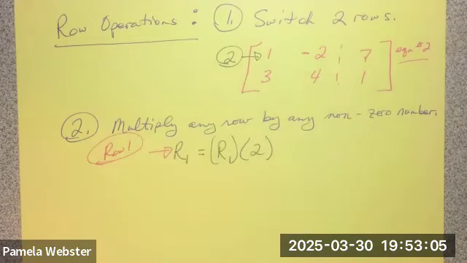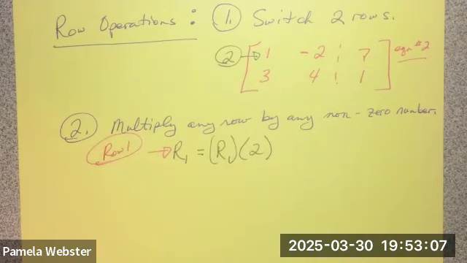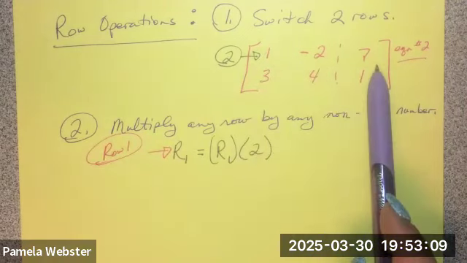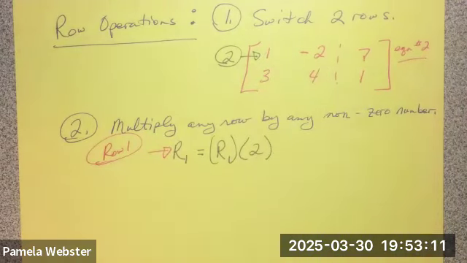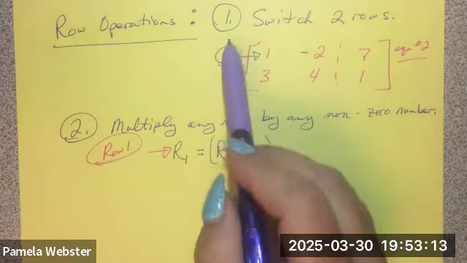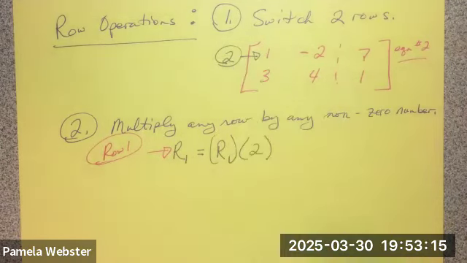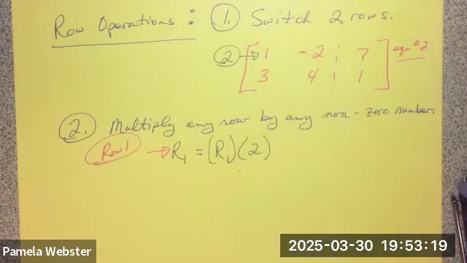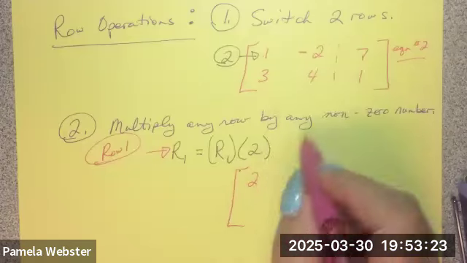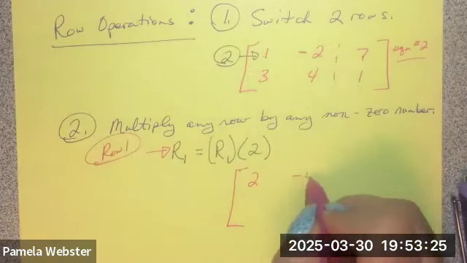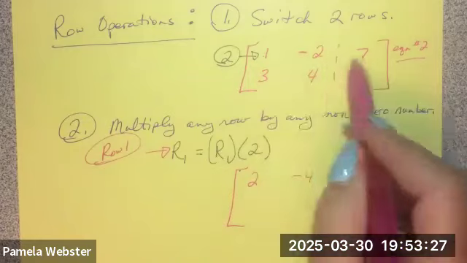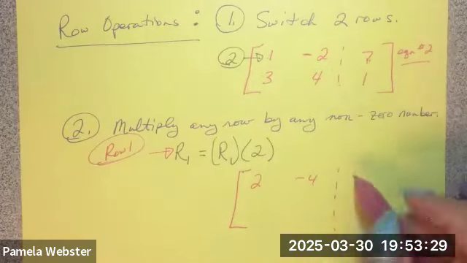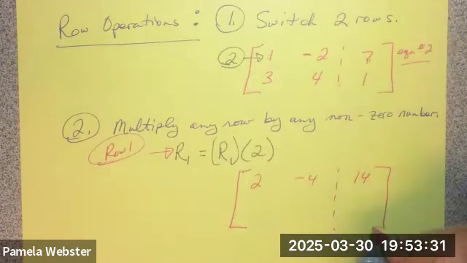Row 1, R1 is row 1, and instead of it being just the 1, -2, 7, we're going to multiply it times 2. My notation is just going to be put it right there, and no problem. So here we go. I'm just going to multiply that row by a 2 on the top row. 1 times 2 is a 2, -2 times 2 is a -4. Put your dash line in there. 2 times 7 is a 14.